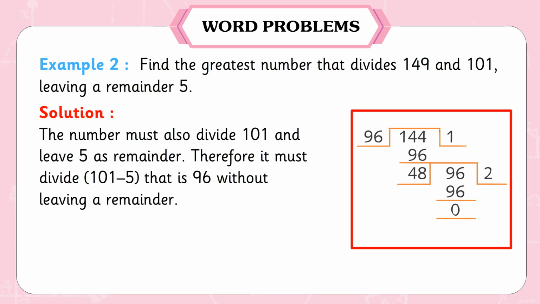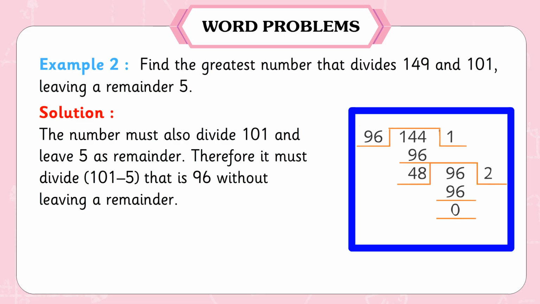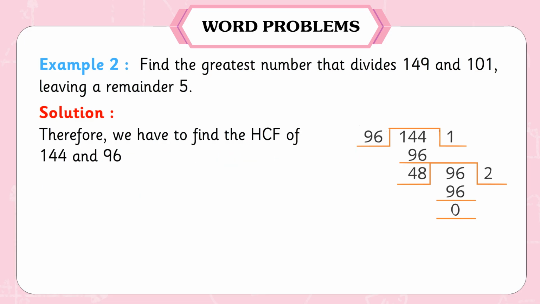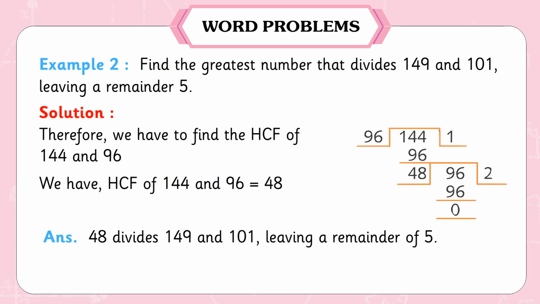144 divided by 96. 96, 1, 48. 96, 2, 96, 0. Therefore, we have to find the HCF of 144 and 96. We have HCF of 144 and 96 is equal to 48. Answer: 48 divides 149 and 101, leaving a remainder of 5.